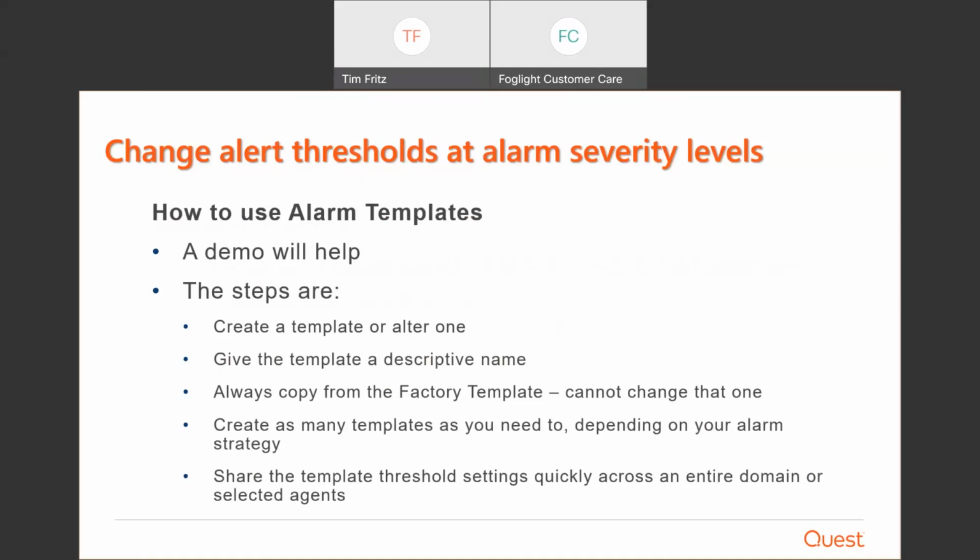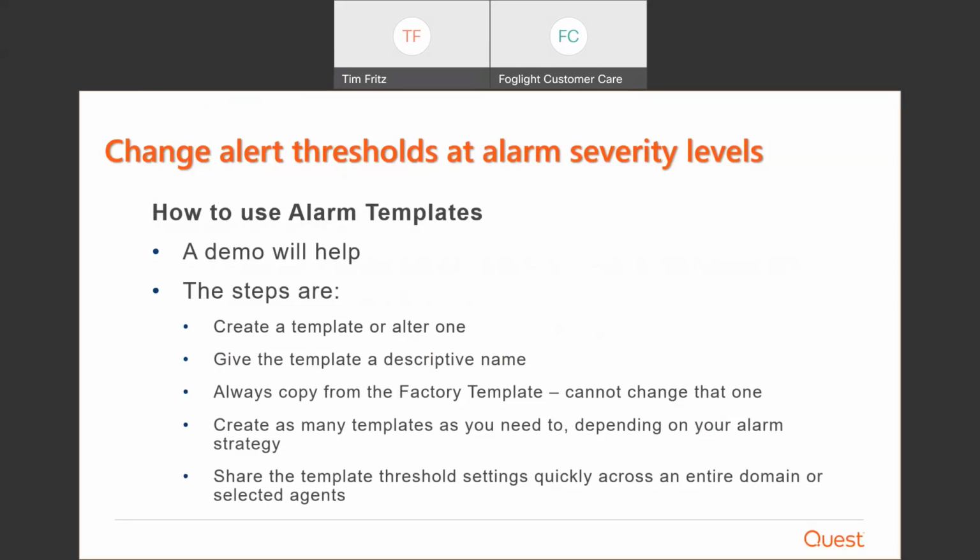You could start with a factory template. Now, every time you install 6.x or you upgrade to 6.x, there's going to be a factory template created. So there will be one alarm template sitting there, and you can copy that. You cannot edit it. And I'll probably say that a few times as we go. You cannot change the factory template.